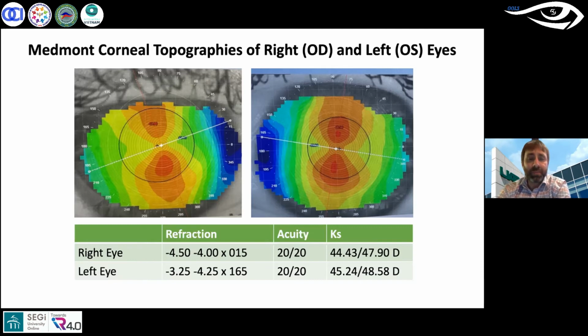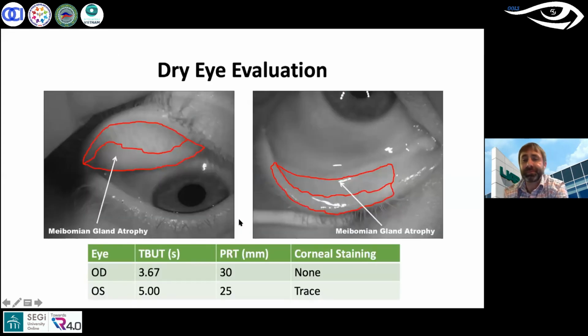But we did topography. We saw this patient had a fair amount of with-the-rule astigmatism. That actually helps, I think, with some contact lens fits. But overall, she was about -4 for a sphere and about 4 diopters of astigmatism, though she could see really well with this when it was corrected with the Phoropter.